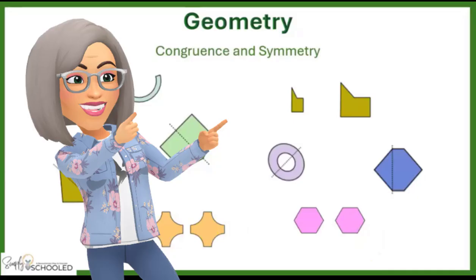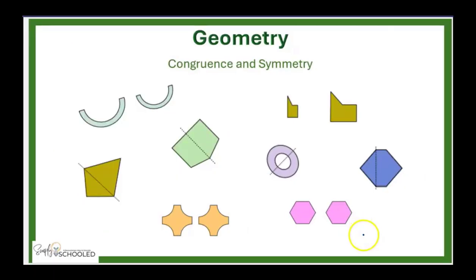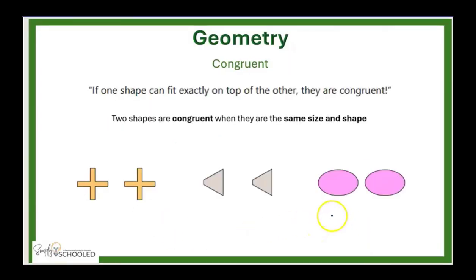In the study of geometry, there are two terms you need to know about. They are congruence and symmetry. So in this video, we are going to look at these two terms and learn to define them and know how to identify them. First one is congruent.